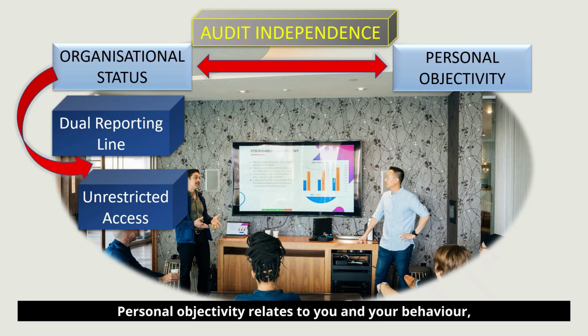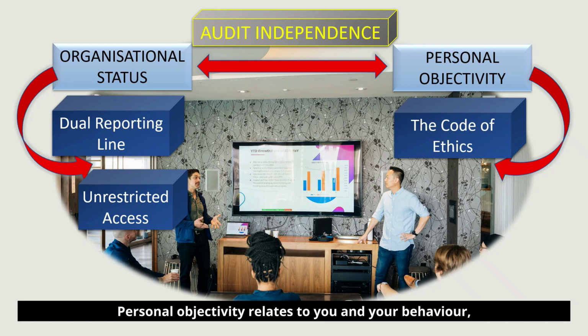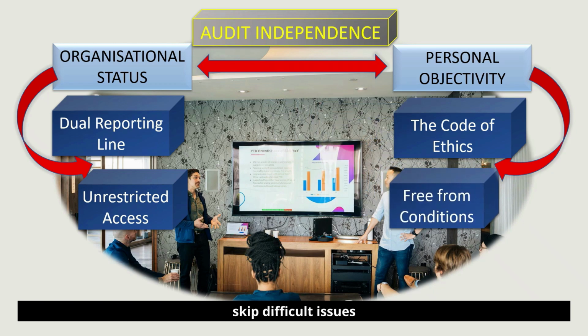Personal objectivity relates to you and your behaviour, which is governed by your code of ethics. We mentioned having no fear nor favour, which means you can't accept anything that may impair or presume to impair your professional duty to report your findings. You must also ensure the confidentiality of any sensitive material that you come across. You need to be free from anything that encourages you to skip difficult issues or water down your report, using intimidation, friendships, or even incentives.